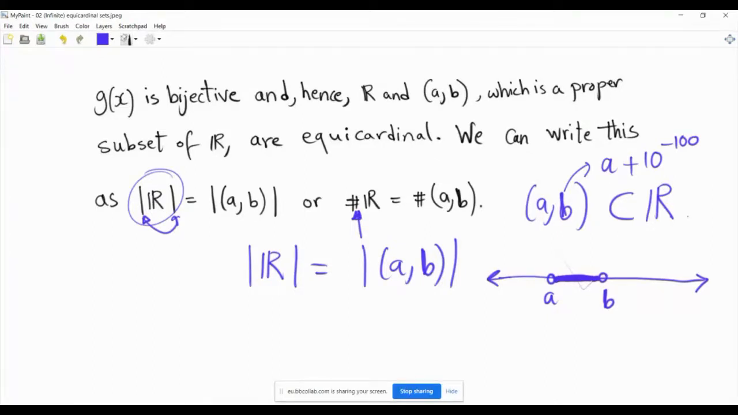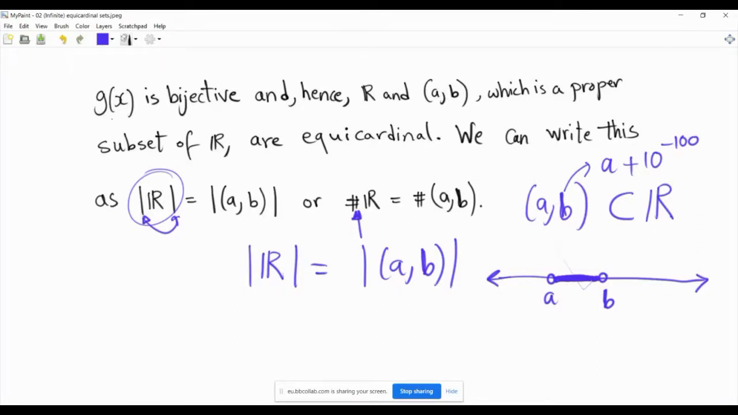In this world, a part can be put into one-to-one correspondence with the whole. Okay, a not so intuitive idea, but it is there. And we will see more examples in this lecture. So the idea is, again, how to compare the cardinalities of different sets.